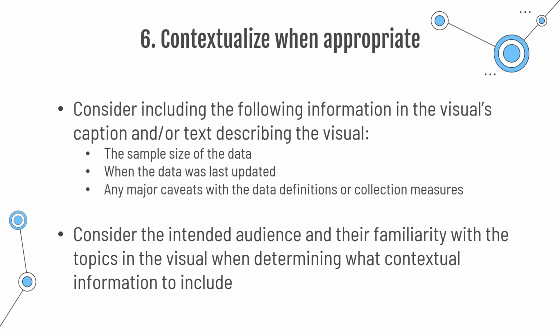And when you're determining what kind of contextual information to include, if you're including any, I like to try and put myself in the shoes of the intended audience that will be reading and engaging with the visual, and try to assess what their familiarity and interest is in this contextual information. So for example, thinking about the data in the COVID pandemic case counts, it's likely very important to show either on the graph itself or in the associated text when the data was last updated, because people want to know if the information is current.